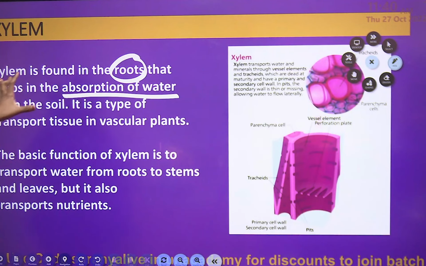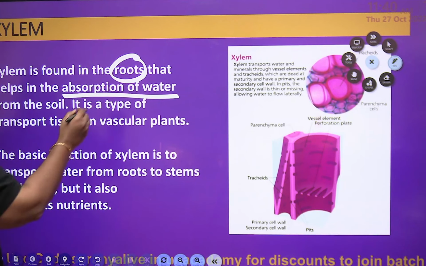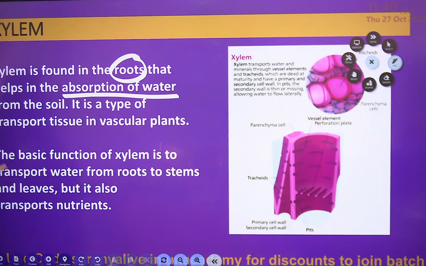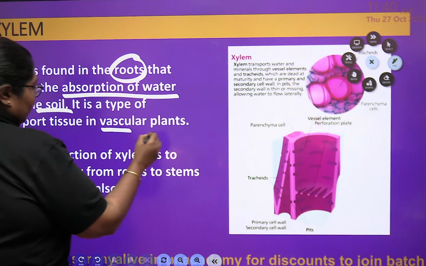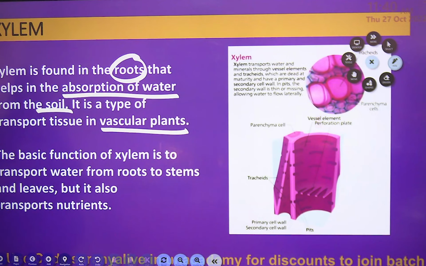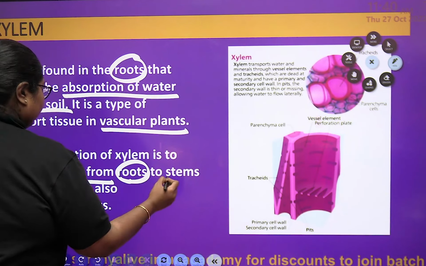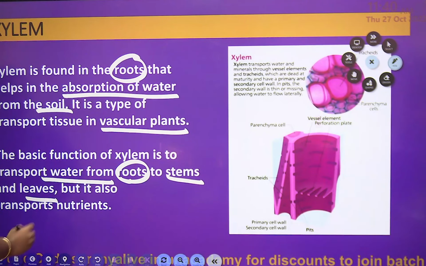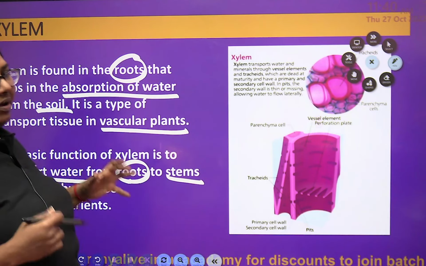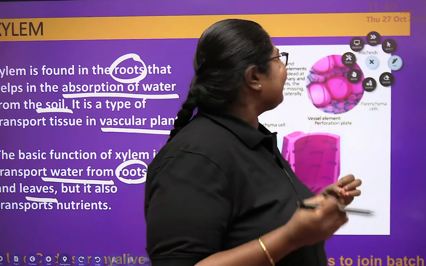Come on. So let's see what this xylem is. This xylem is present inside the root. So this is what is going to help you absorb the water from the soil. This is present in your vascular plants. Right. So what is your xylem doing? It is transporting water from the root to the stem as well as the leaf. Not only water, it is going to transport the nutrients also.